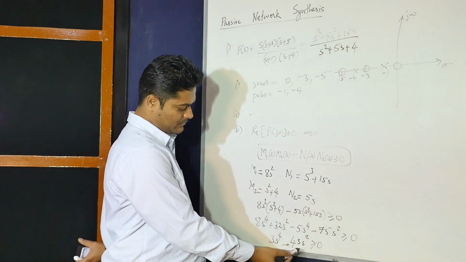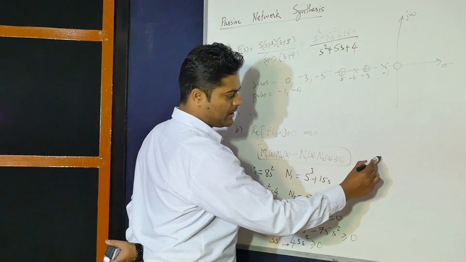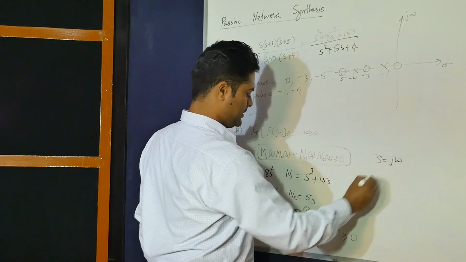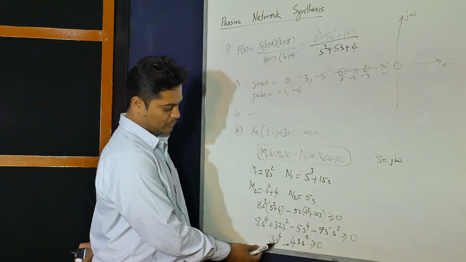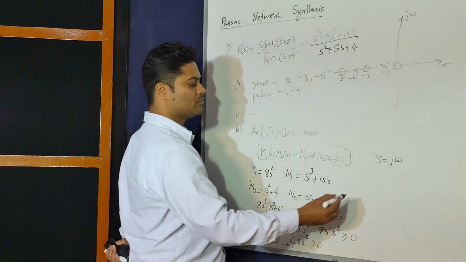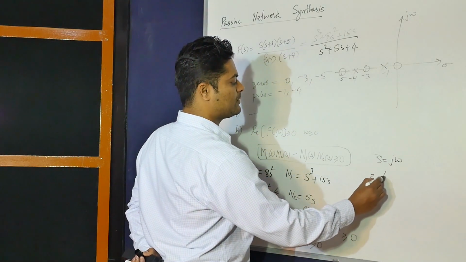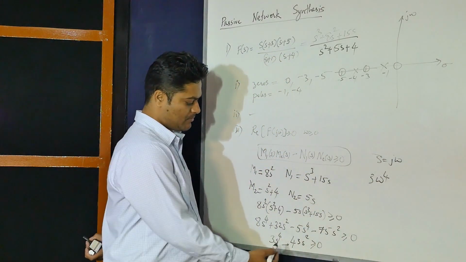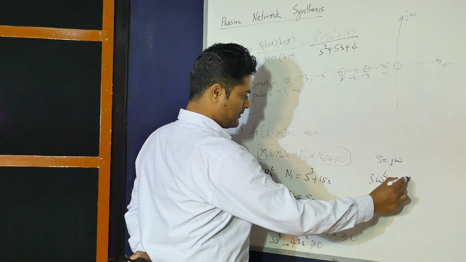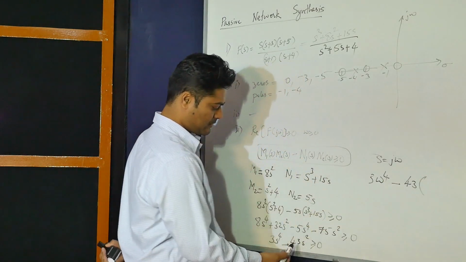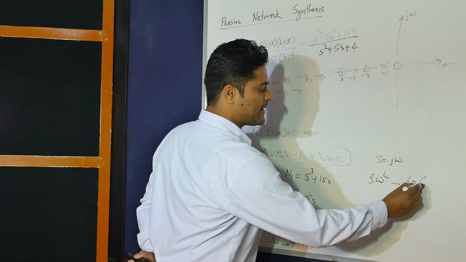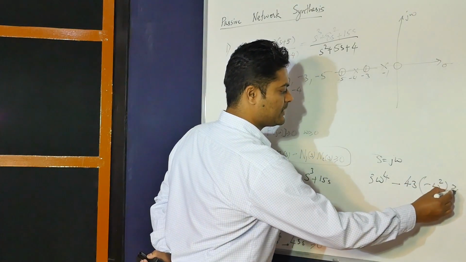So when I keep s equal to j omega, this equation leads to 3 into (j omega) to the power 4, which leads to 3 omega to the power 4, since j to the power 4 is positive 1. So minus 43 times s square, so (j omega) square leads to minus omega square, should be greater than or equal to 0.